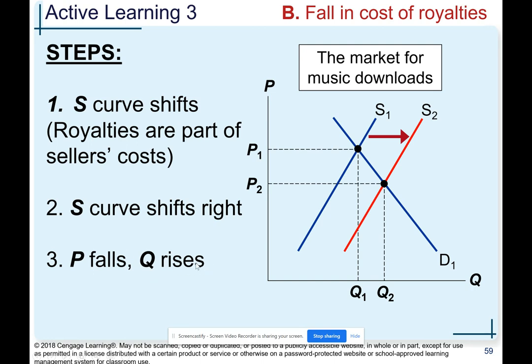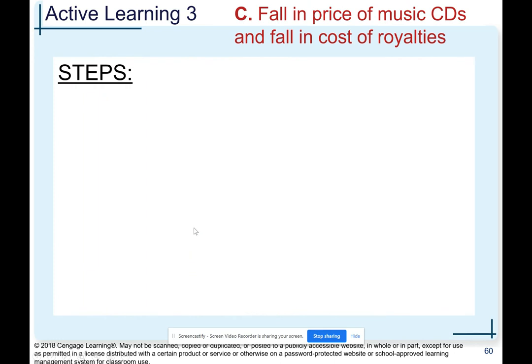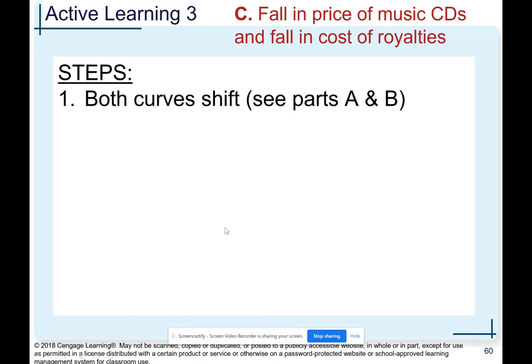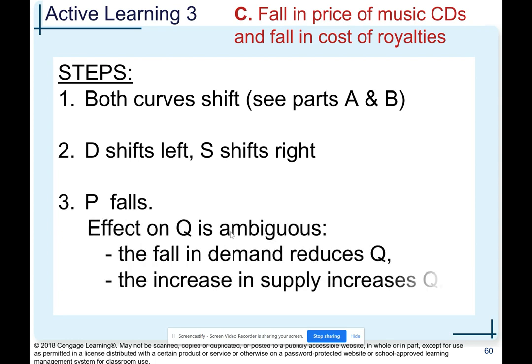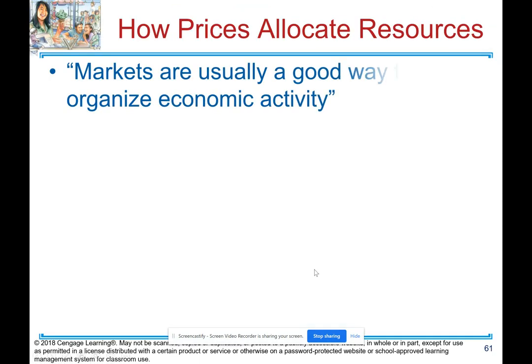Event C, fall in price of music CDs and fall in cost of royalties. Step 1, both curves shift. Step 2, demand shifts left, supply shifts right. Step 3, price falls. The effect on quantity is ambiguous. The fall in demand reduces quantity. The increase in supply increases quantity.